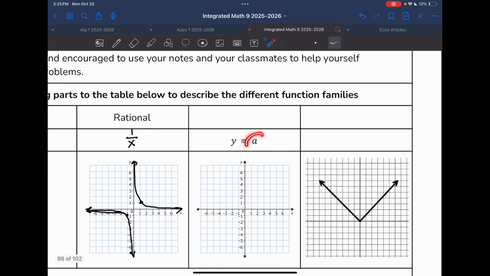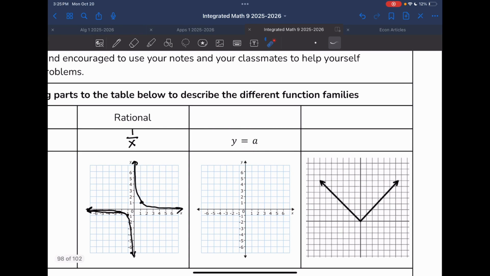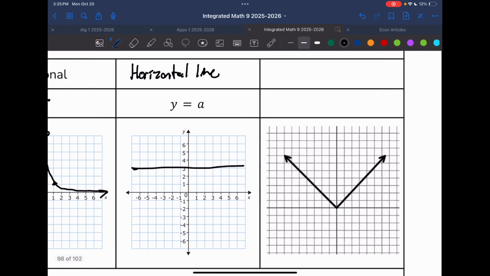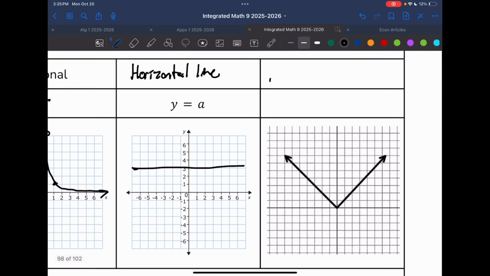Right here we have y equal to a, where a is some number. Keep in mind, this is not y equals x. This is not just a generic line. This is a horizontal line at y equals a. All right, and then the V shape always tells us that it is absolute value. And our generic parent function equation is y is equal to the absolute value of x.